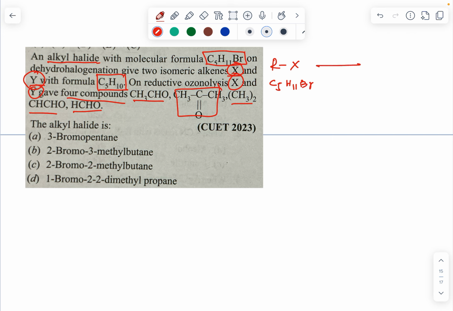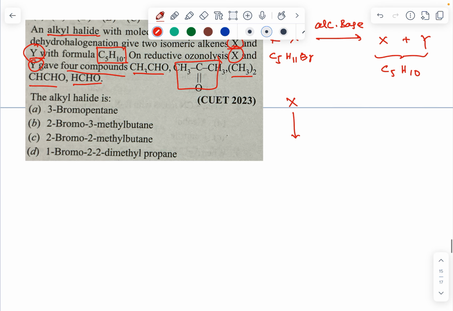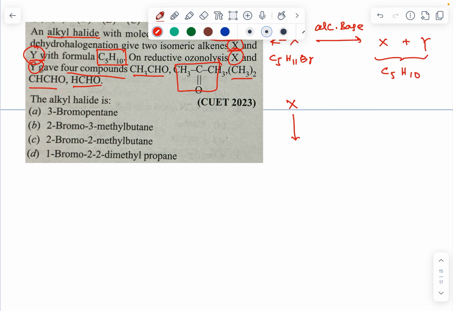C5H11Br. Once it undergoes dehydrohalogenation, treated with an alcoholic base, it undergoes beta hydrogen elimination. So I got the two isomeric alkenes X and Y. Both have the molecular formula C5H10. Okay, so X undergoes ozonolysis. In ozonolysis, I get an unstable intermediate, the ozonide. After the cyclization mechanism, I got the products ethanal and acetone.